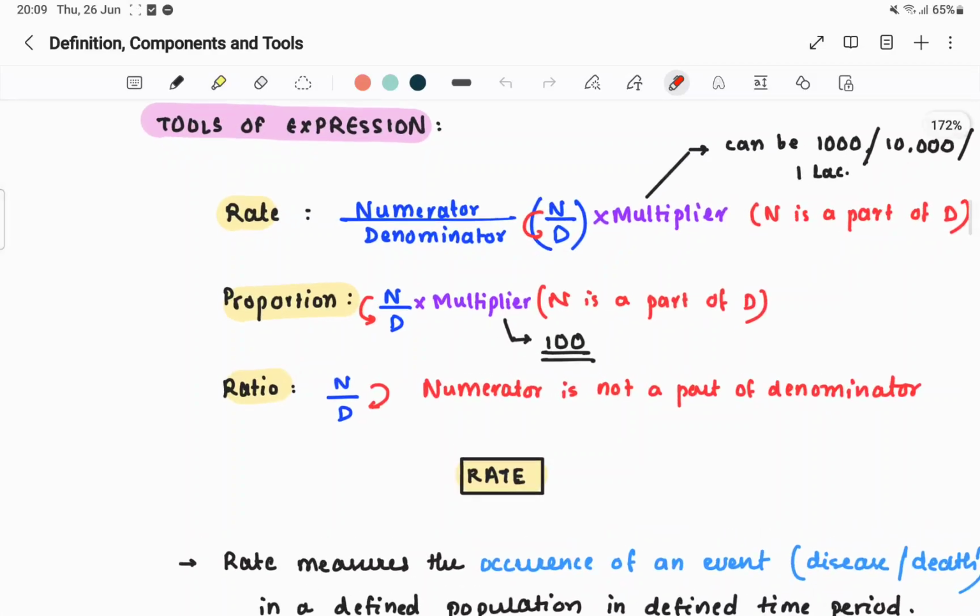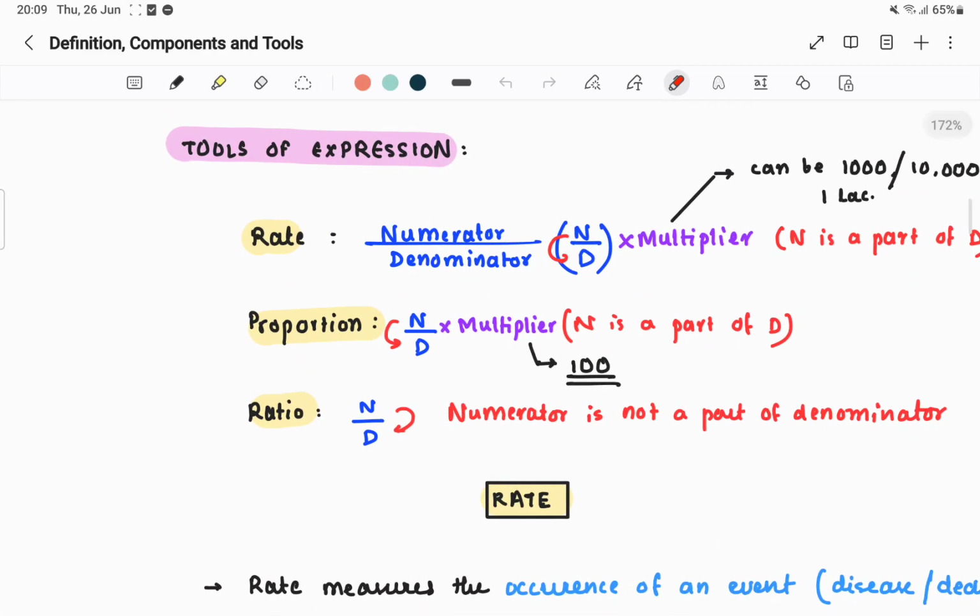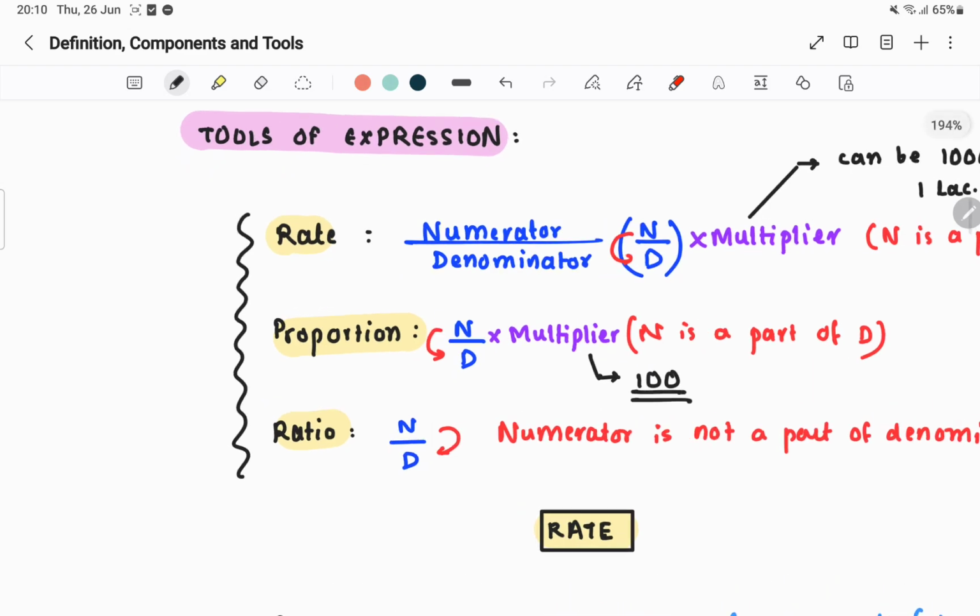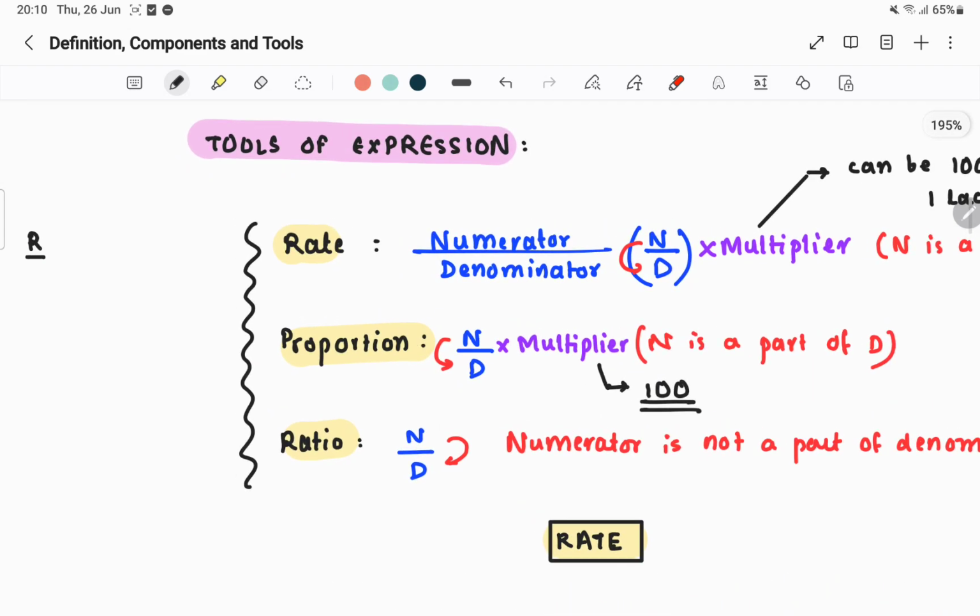Now we come to very important terms: rate, proportion and ratio. Just pay attention to what I am writing. Let me make a column for rate, proportion and ratio.